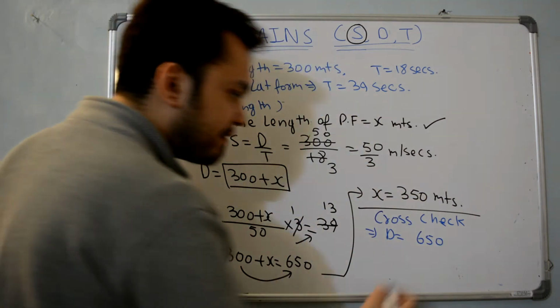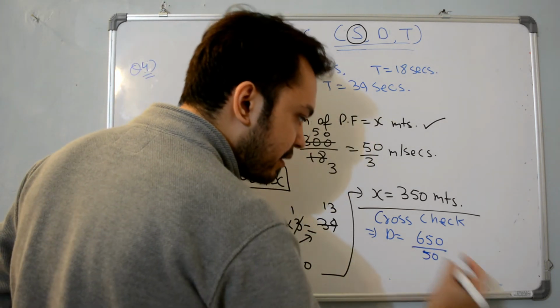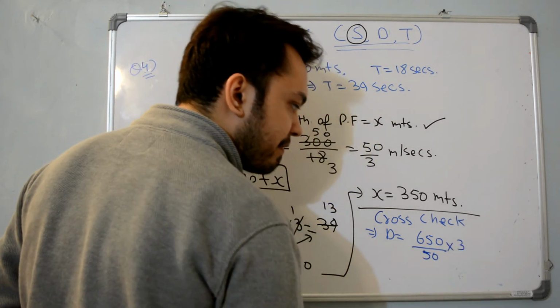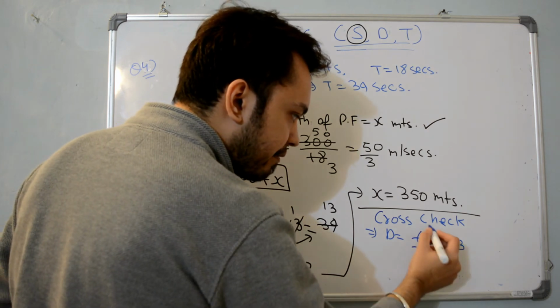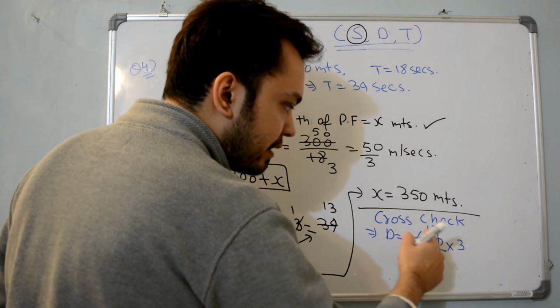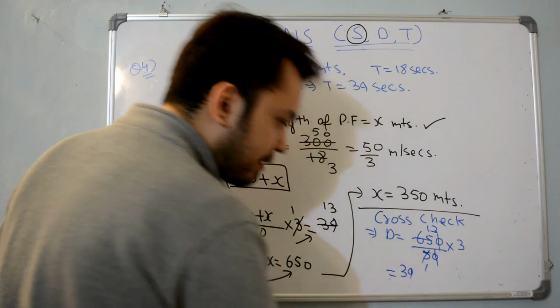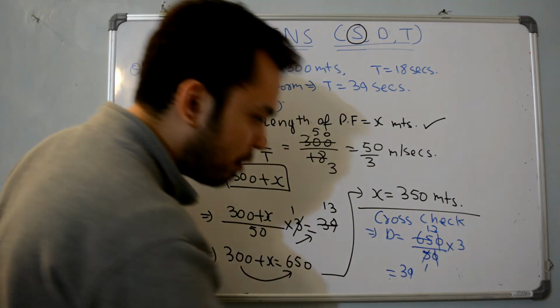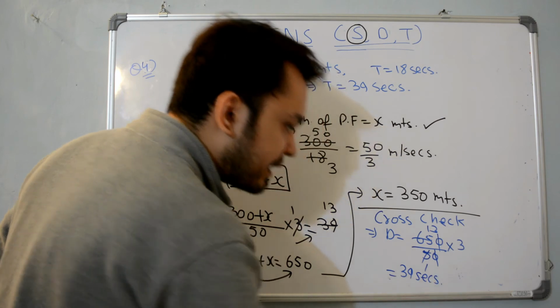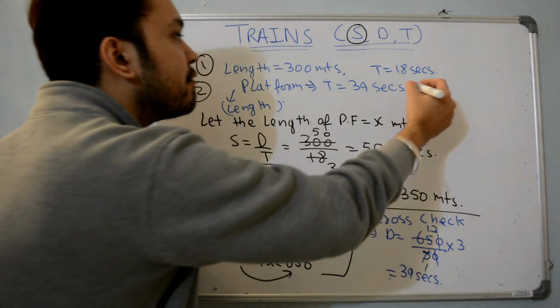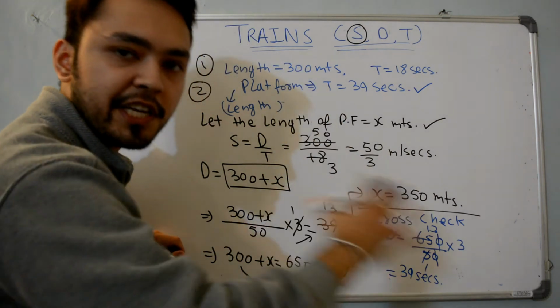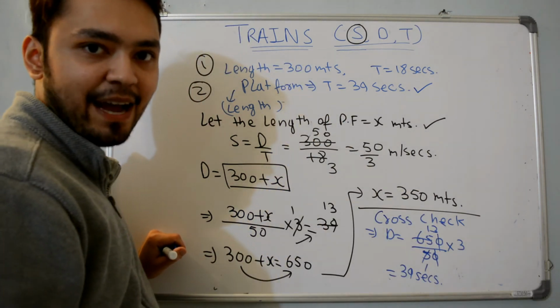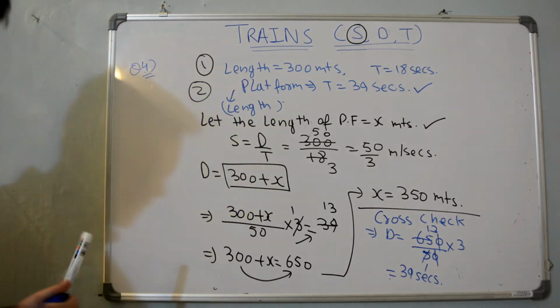My speed was 50 by 3, which when reciprocal gave me 3 by 50. I cancel out the zeros, then 5 13s are 65, 13 into 3, the train again crosses the platform in a total time of 39 seconds, right, which was given to us in the question. So this way I can very well cross check my answer also, right? I hope it is clear to all of you. Thank you.